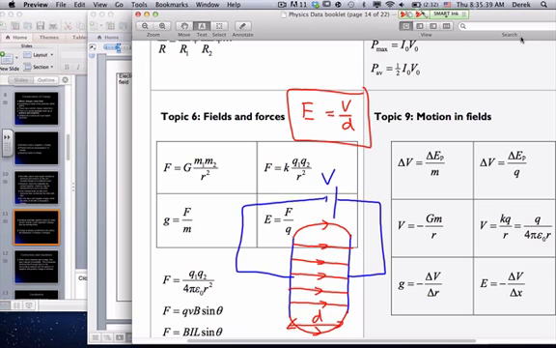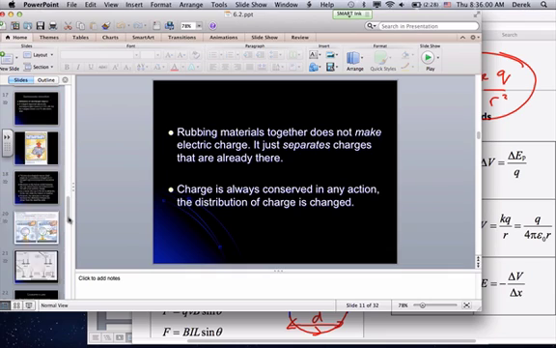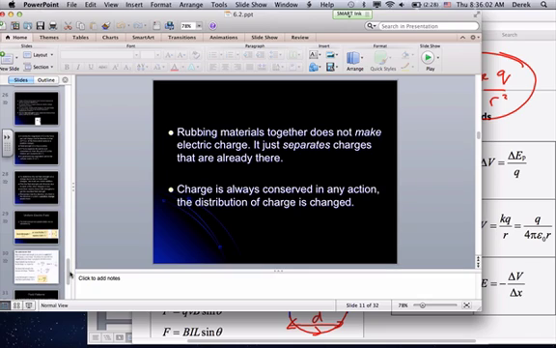This formula over here, E is equal to KQ over R squared, is due to a point charge. That's electric field strength due to a point charge. Now, you need to be able to draw diagrams of this, and these diagrams have to be well drawn. So I will just show you what I mean by this.